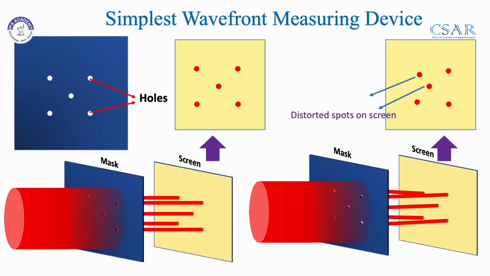And then we send any light, not necessarily laser, through this mask, whatever hole we have made, and on the screen we record it. So we know that if it is a planar wavefront, the spots on the screen should exactly look like the mask that we have put, right? So in a planar wavefront, it will look something like that.